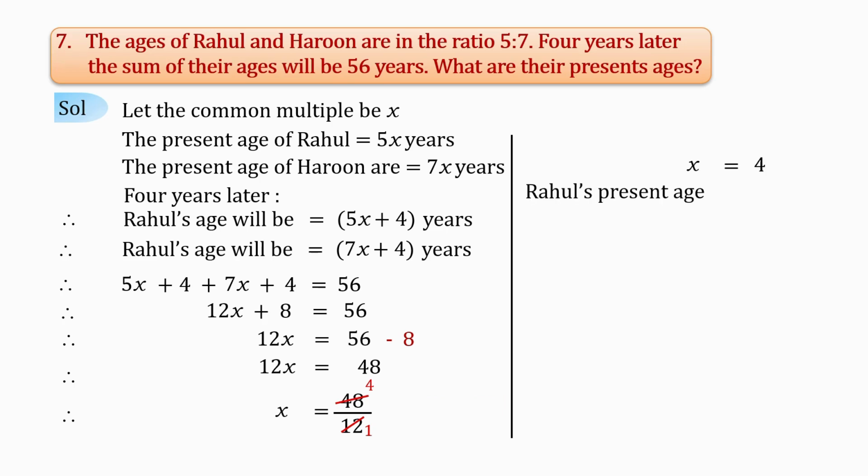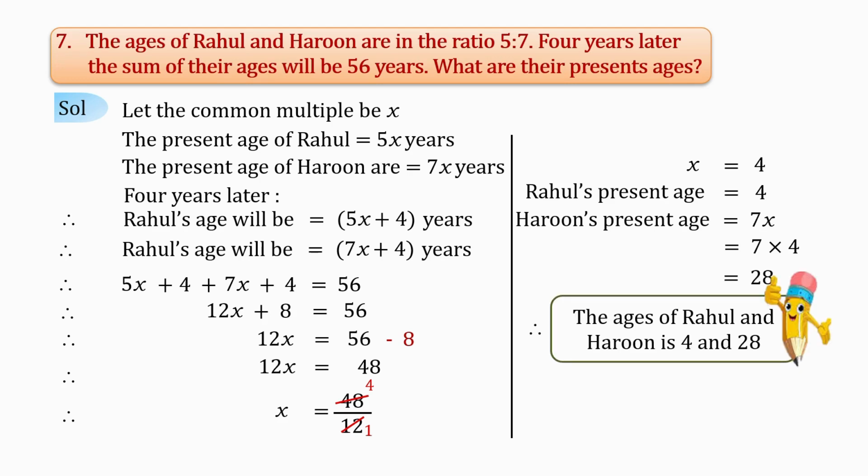So what we got is x equal to 4. So that means Rahul's present age will be 5 into 4, that is 20, and Harun will be 7 into 4, that is 28. There is wrong information given over here: Rahul's age is not 4 into 5, because it is 5x, so 5 into 4, that is 20, and Harun will be 28. So please correct it when you are working in your copy.